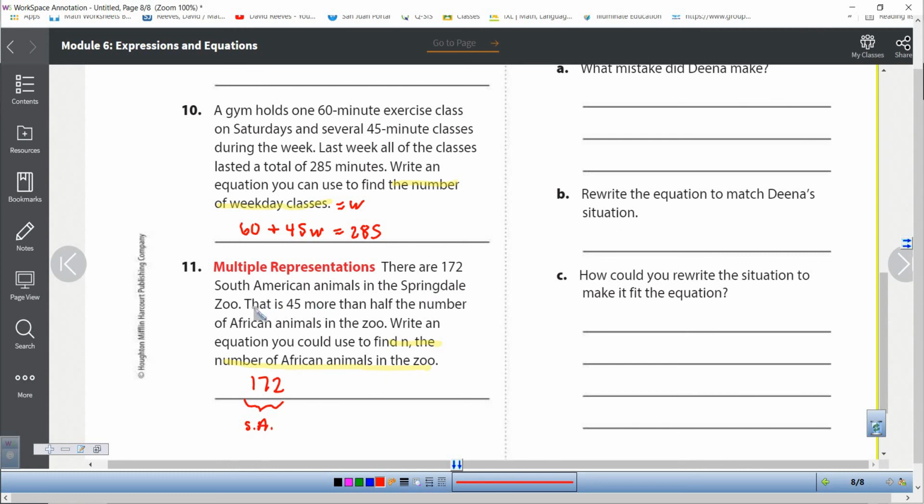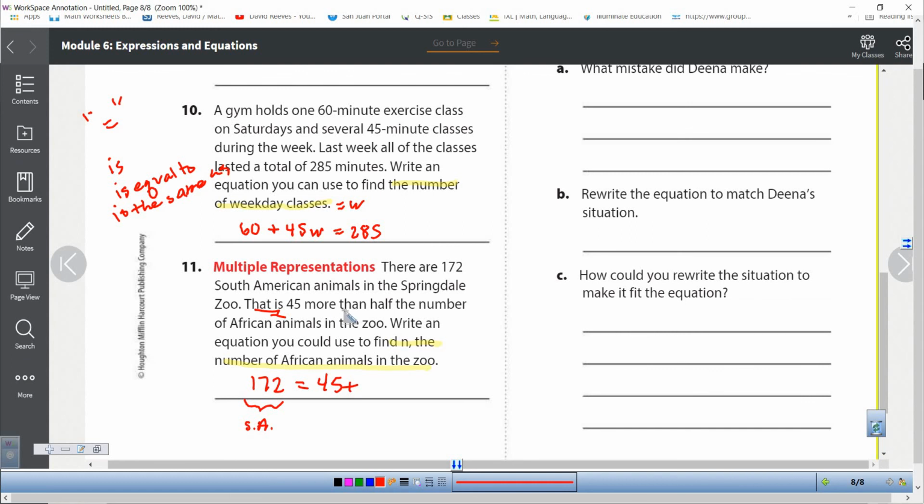And then it says that is, well, that's the same as that equals. When you see is or is equal to, or is the same as, those are all words that mean equals. Okay, those are our equation words. Okay, 172 is equal to 45 more than, 45 plus.